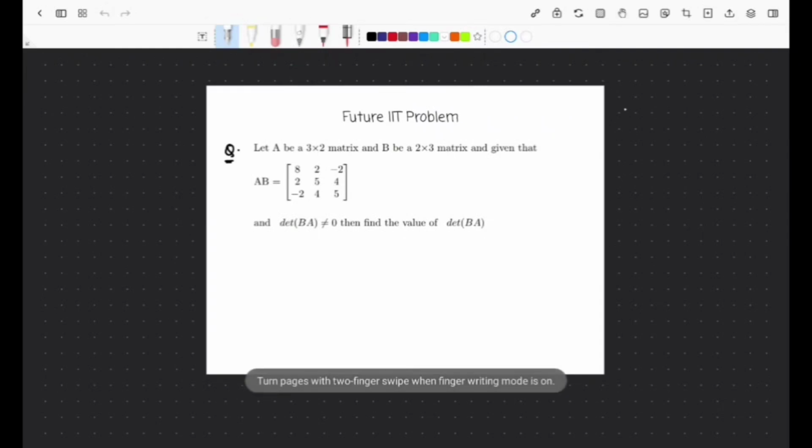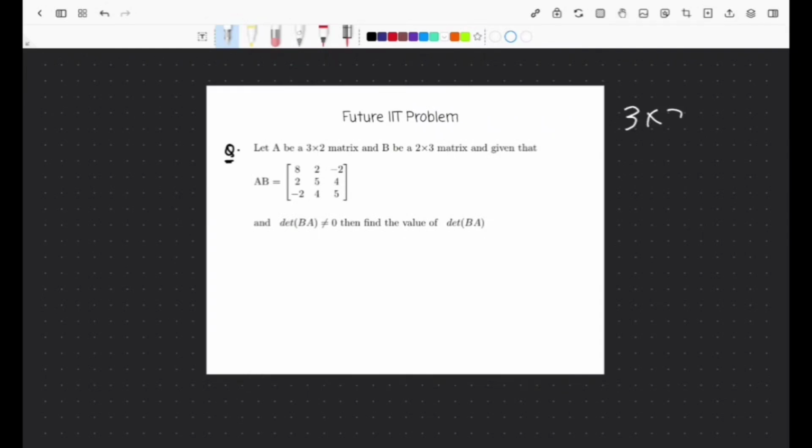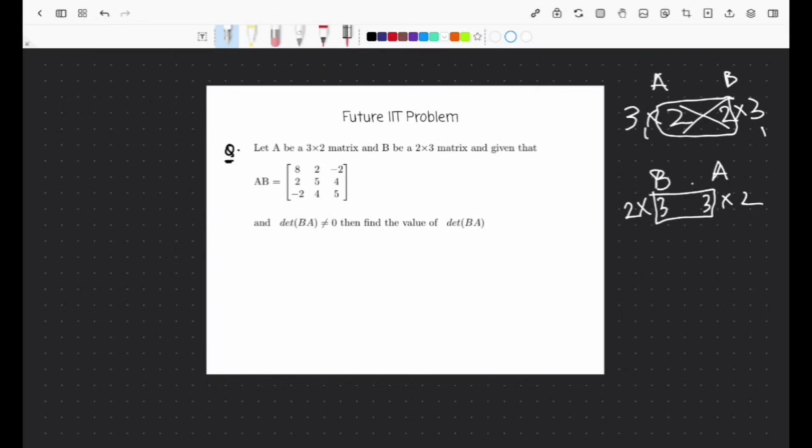So let me explain this fact for most of the viewers. A is a 3 cross 2 matrix, B is a 2 cross 3 matrix, and now their product would be a 3 cross 3 matrix, right? And the product BA should be a 2 cross 2 matrix. How? So it's like this, right? So it's a 2 cross 2 matrix, right?